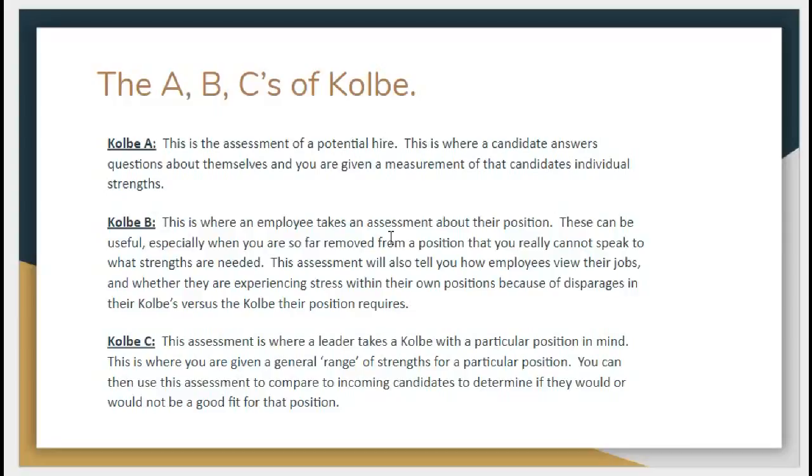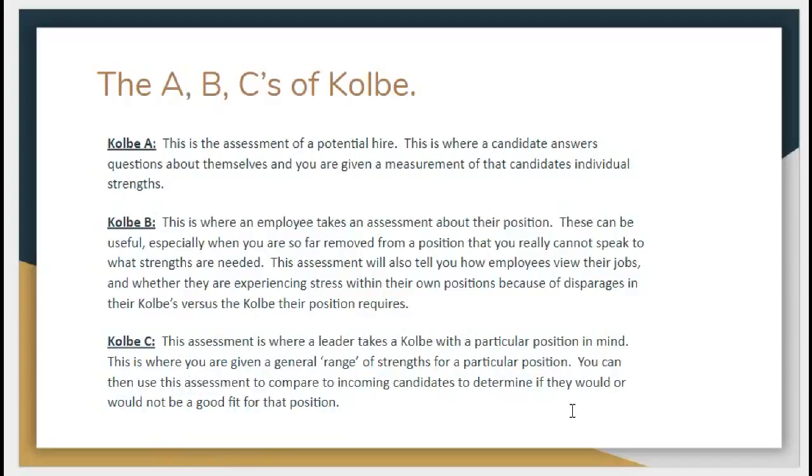Okay? The Kolbe B is actually for an employee to take about their position. So I could take, well, I'm not going to use myself. Let's say somebody in your company, let's say an assistant, they could take a Kolbe B for the assistant job. It will tell you about what is required from their point of view from that position. You can also compare their Kolbe A to what they take for their Kolbe B to find out if they're having stress in certain areas. You may actually be able to resolve those stresses by comparing a Kolbe A and a Kolbe B for a person.